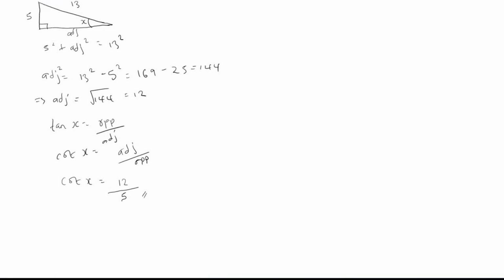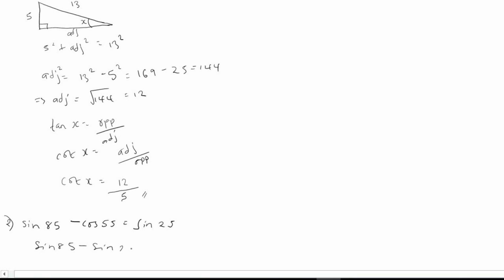Now the second question asks us to prove that sine 85 minus sine 25 is equal to cos 55, which can be written as sine 85 minus sine 25 equal to cos 55.